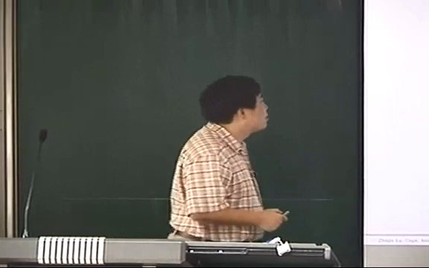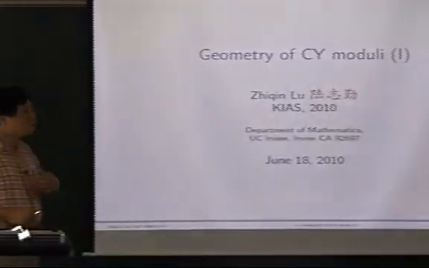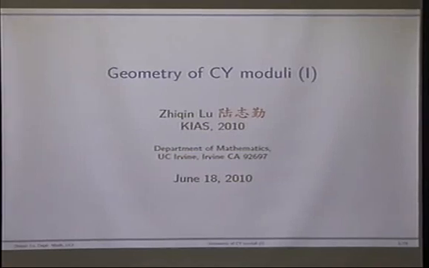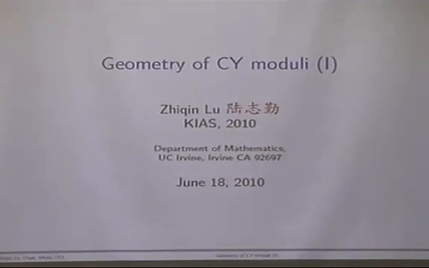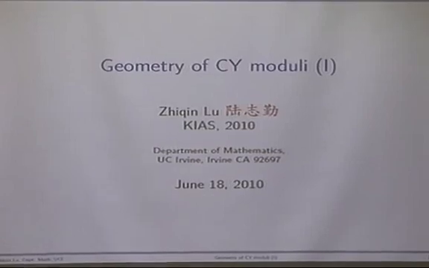So I'm going to talk about the geometry of CY moduli. That means the geometry of the moduli space of polarized Calabi-Yau manifolds. I will explain what the Calabi-Yau manifold is, what the polarization means, and why we need polarization. And by geometry, we mean differential geometry. We try to understand the moduli space of this very important manifold, the Calabi-Yau manifold, through the differential geometric method, through geometric analysis.